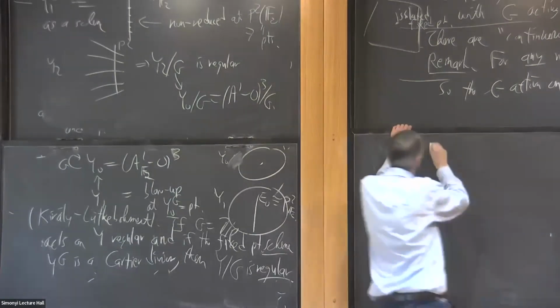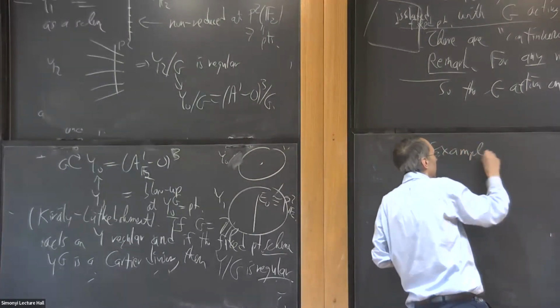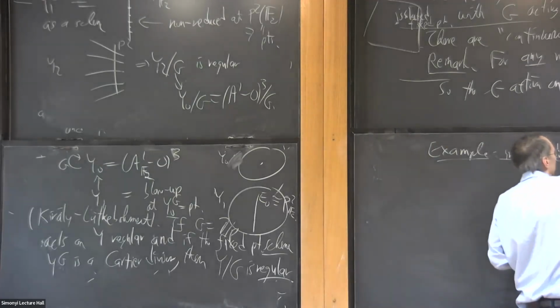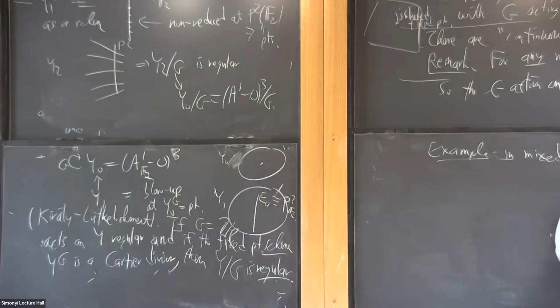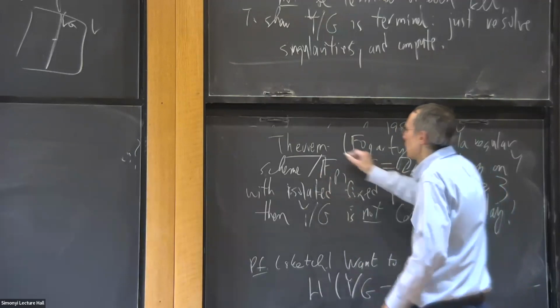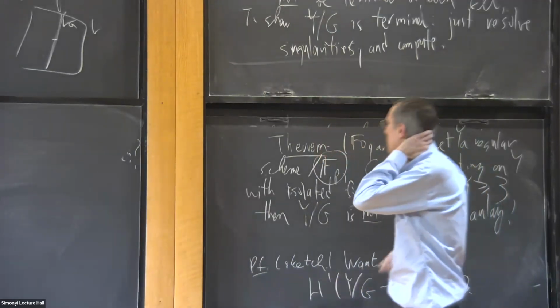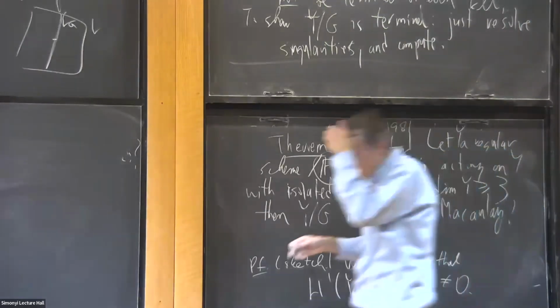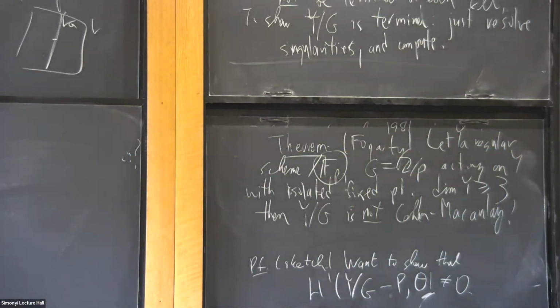So examples in other cases, like mixed characteristic 2. So again, let's see this in Fogarty's theorem. This is about varieties over F_p. So this doesn't immediately imply it, but nonetheless, by this kind of argument, it's often easy to show that quotient singularities are not Cohen-Macaulay. The issue is how to arrange that they're also terminal, and you can do that just by finding a good example and blowing up. Just do some work.